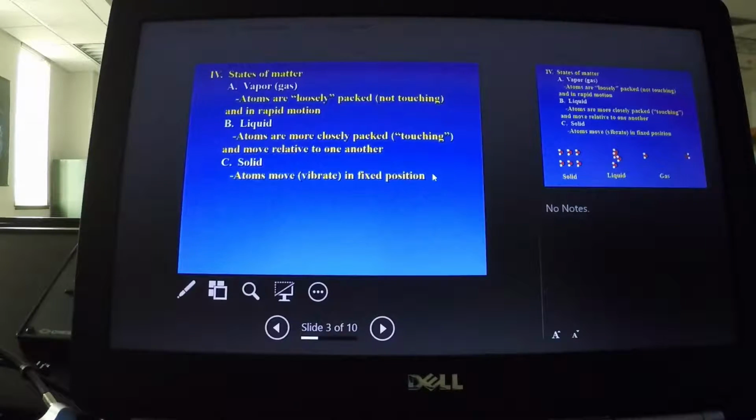And then in solids, as long as there's any heat in the system, the atoms will still move, they'll vibrate. But they'll vibrate in fixed positions. Kind of like how you guys are right now. You're all moving, you're typing, you're writing, you're fidgeting, looking up at the ground. But you're not moving relative to one another.